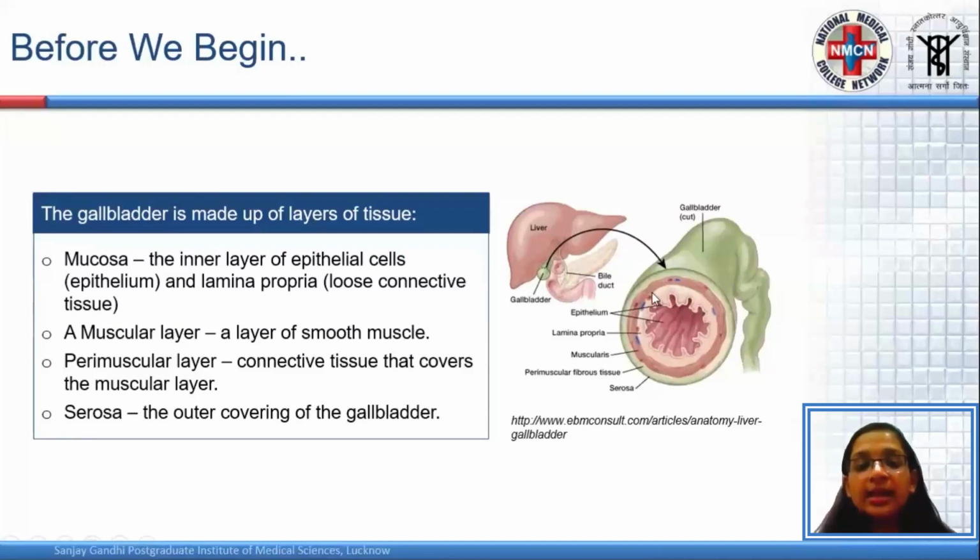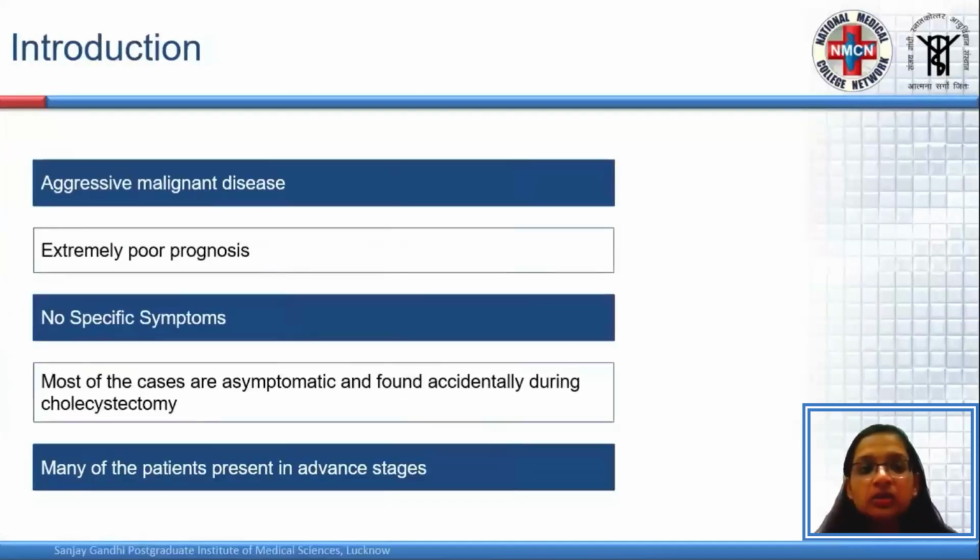Now, why is this anatomy important for us? It is important because the staging of gallbladder carcinomas is based upon it. It is an aggressive malignancy and it carries an extremely poor prognosis.